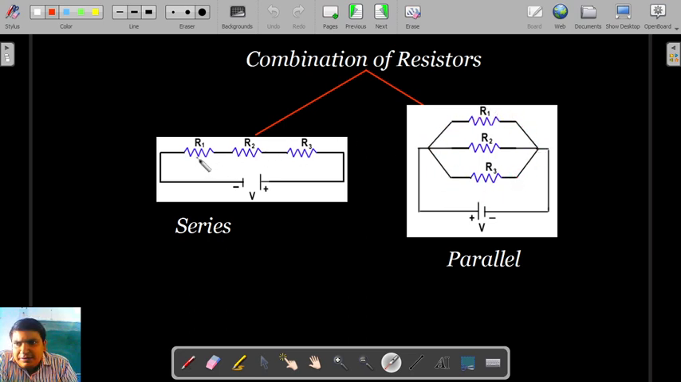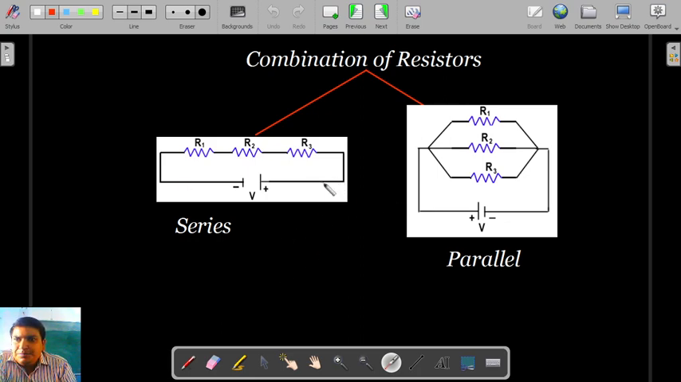Here I have taken three resistors R1, R2 and R3 in series and parallel. We can take numerous resistors. You can take 4, 5, 6 or 10, even millions of resistors, and combine them in different ways, but they will be either in series, in parallel, or mixed. That mixed combination we will do in our numerical part. Here we will discuss how we can calculate the total resistance in series and parallel.